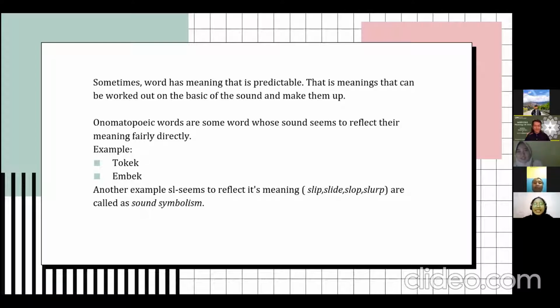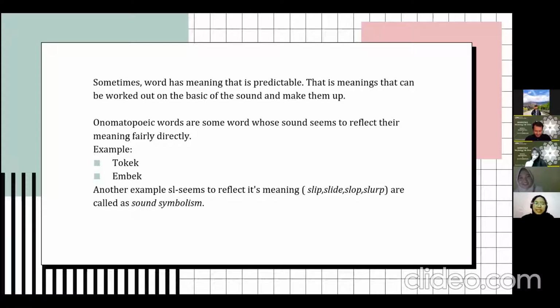And then the second example is embe. Do you know embe? Yes, of course, you know it. Okay, embe is sheep, right? But some people in Indonesia call sheep embe because it has a sound like this, embe, like that. So many people in Indonesia call sheep embe.